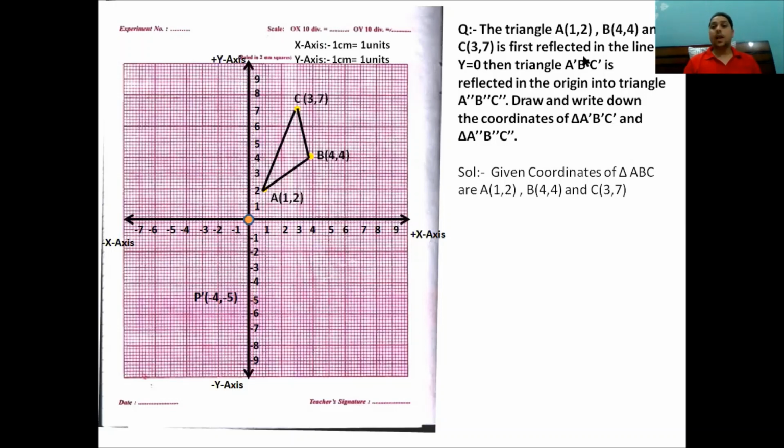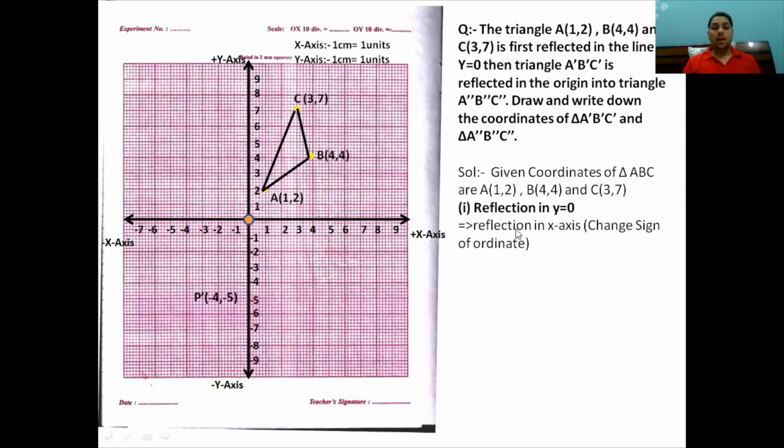Then this triangle is to be reflected in y = 0. Not the y-axis. This is reflected in the line y = 0. So y = 0 means it is reflected in the x-axis. So reflection in y = 0 means reflection in the x-axis. So what do we have to do? We have to change the sign of the ordinate in all these 3 points. We have points A, B, C, which are the vertices of triangle ABC here.